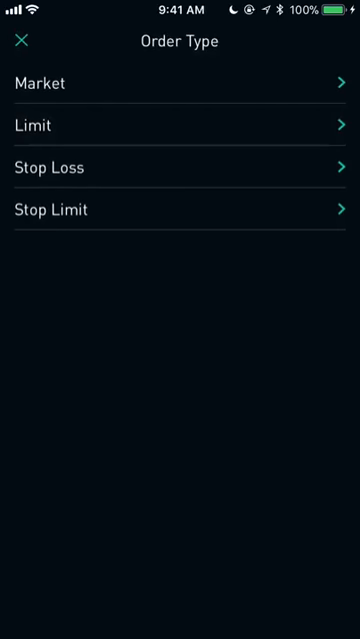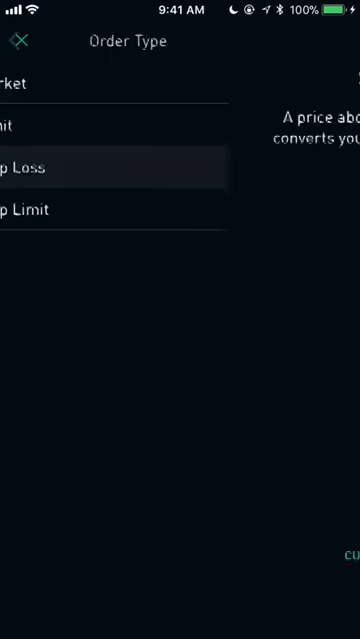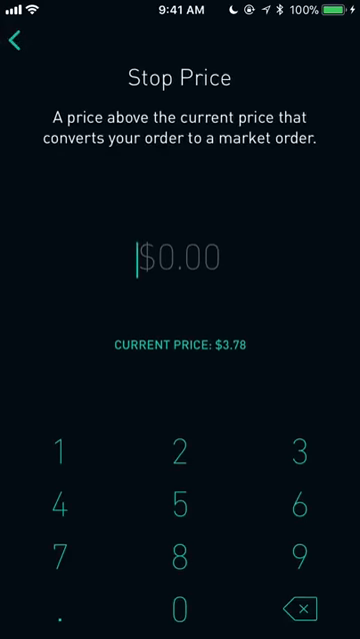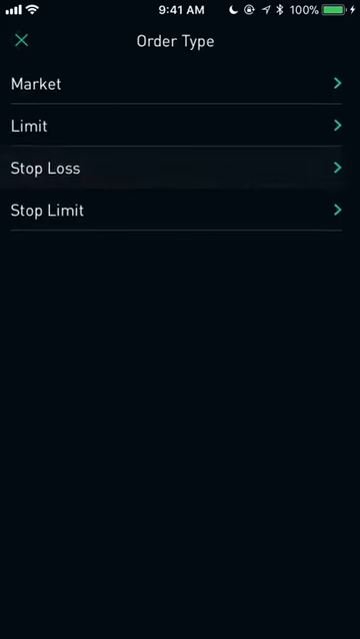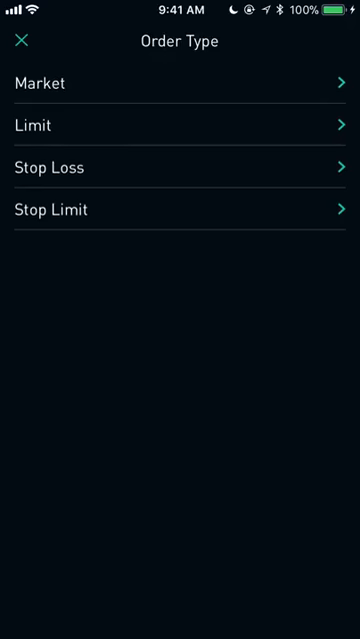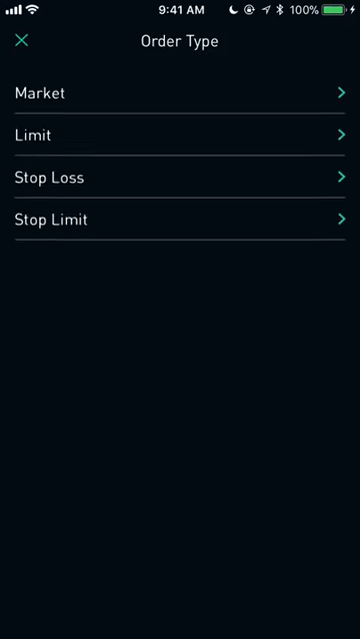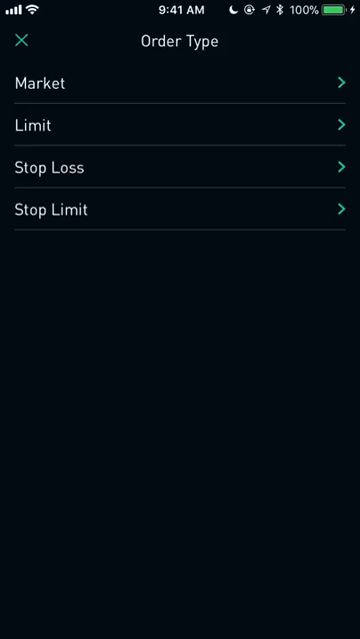And then stop loss and stop limit is the same thing as stop loss and stop limit for sell, but just the opposite. Obviously, you're buying it. So this is a price above the current market price that converts your order to a market order. That's kind of similar to limit. Honestly, if you're buying, you're probably not going to use the stop loss or stop limit at all. I don't think I've ever used them in any sort of day trading. I've only used limit orders. So if you're a beginner investor using the Robinhood app, you probably don't need these bottom two, but I'm still going to explain them.